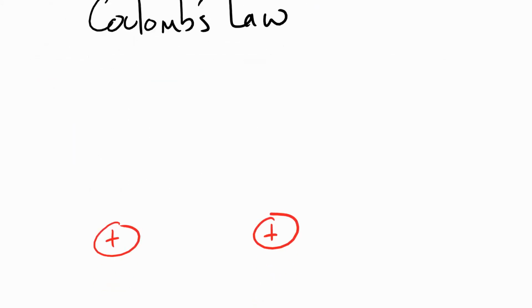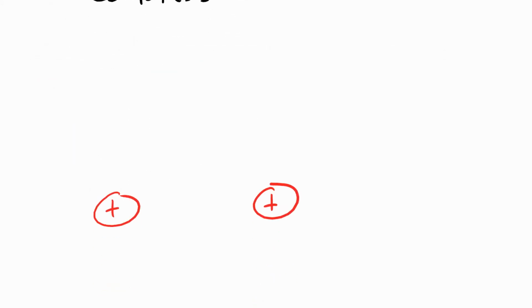Let's continue onwards in chapter 14, and we're going to focus right now on Coulomb's law. Coulomb's law is a force law, so it's sometimes called the Coulomb force, and it's going to describe the interaction, the force between two charged objects. So consider these two positive charges. I'm going to call them Q1 and Q2, and they're going to be separated by a distance r.